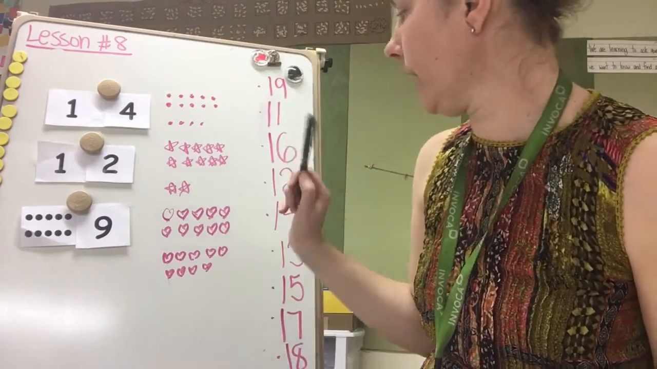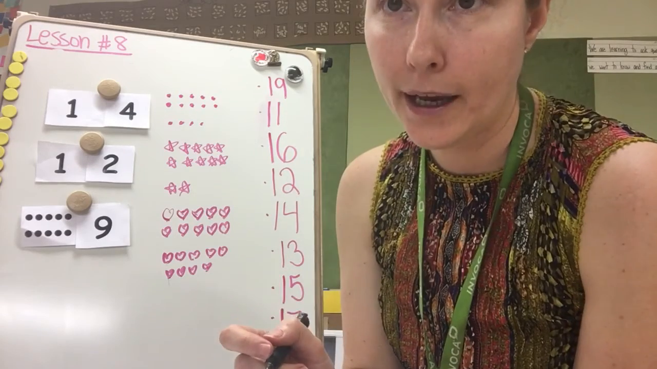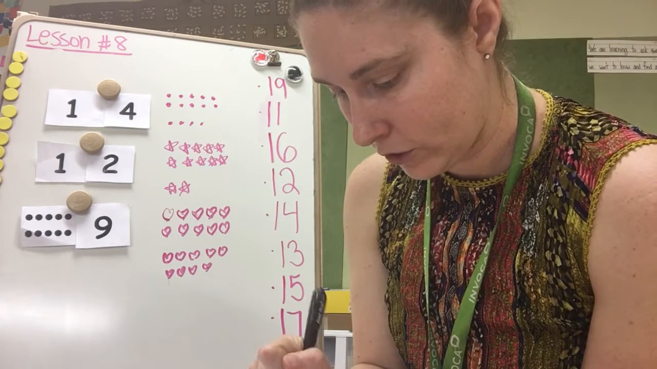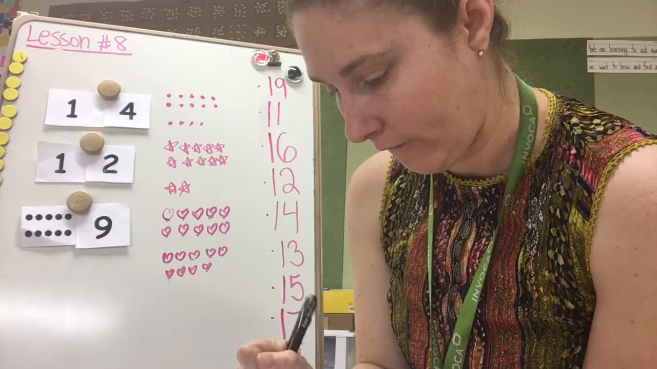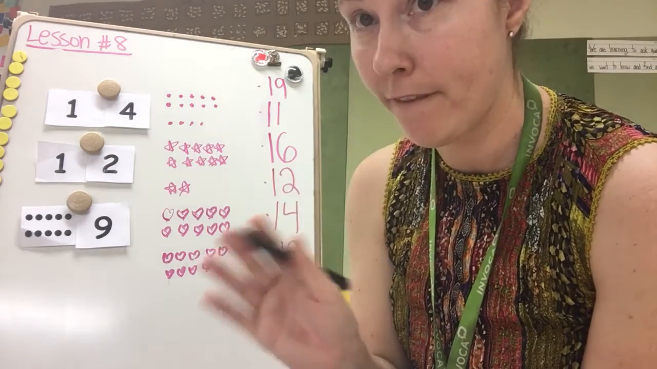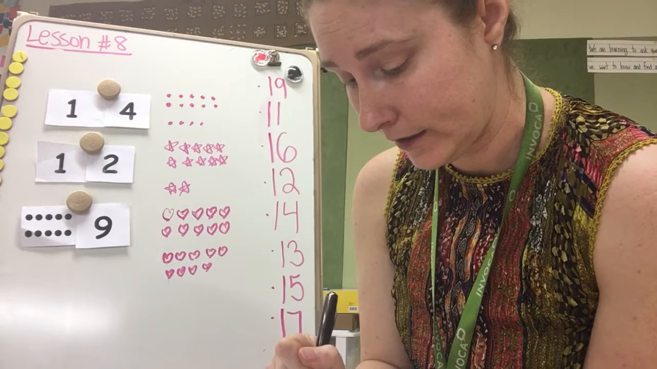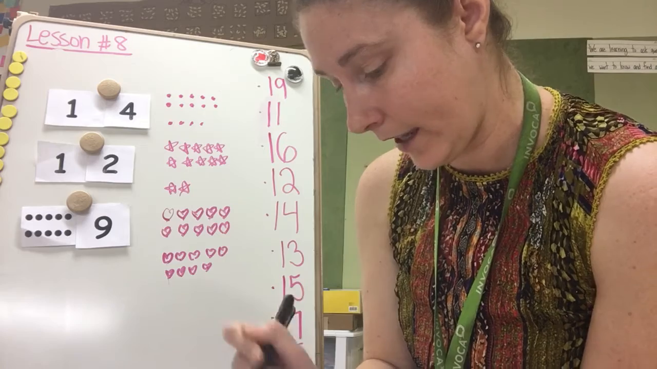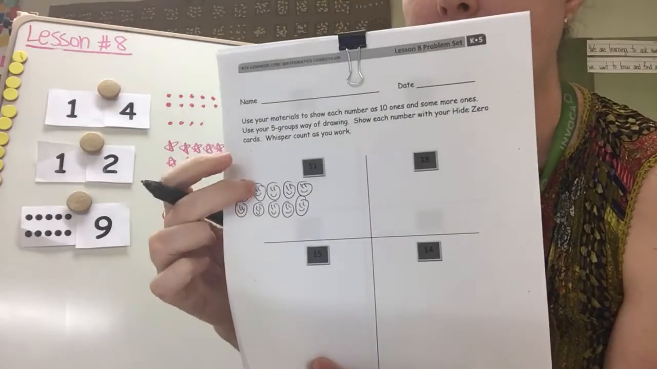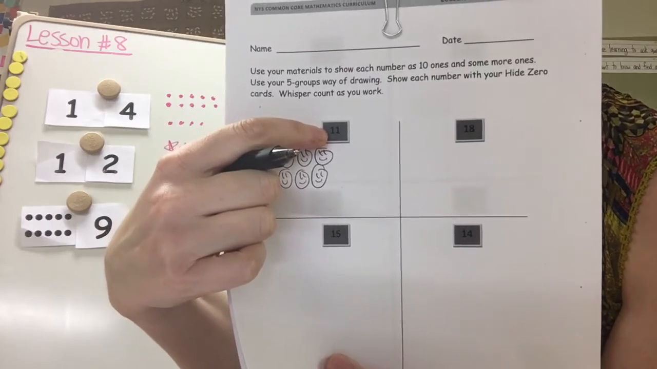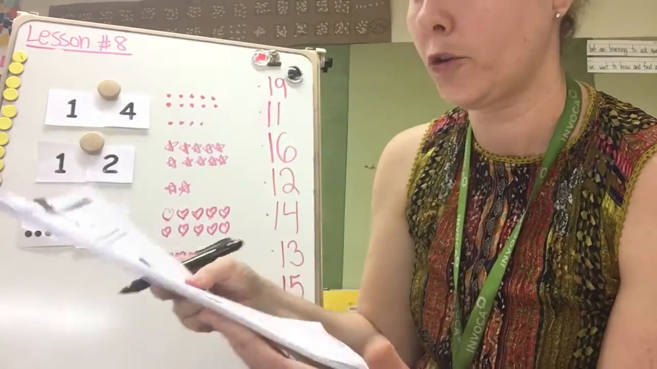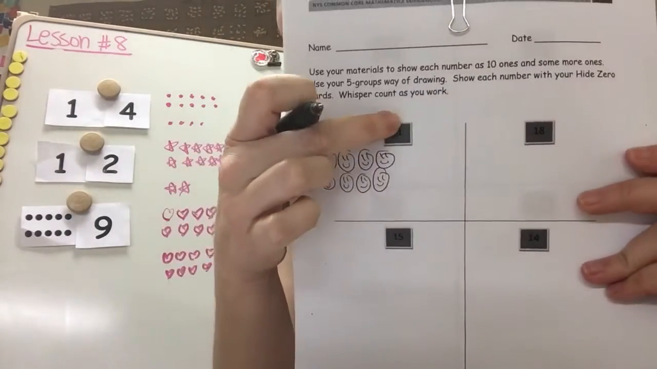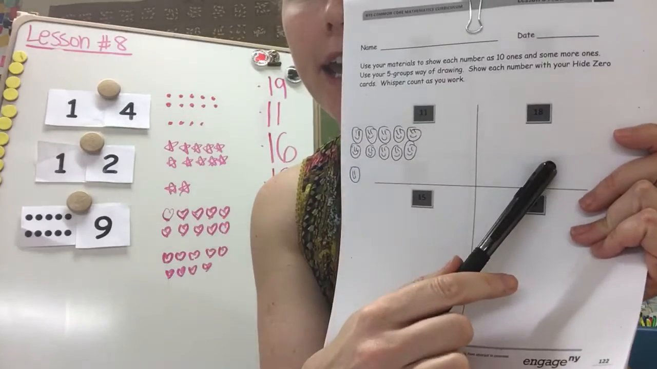I did dots, stars, hearts. I'll do smiley faces. So 1, 2, 3, 4, 5. Remember, stop at 5 and go to the second line. 6, 7, 8, 9, 10. Okay, so I stopped at 10, but it doesn't say 10 in the box, it says 11. So I have 10, and I need to do one more to make 11. 10, 1, 11.